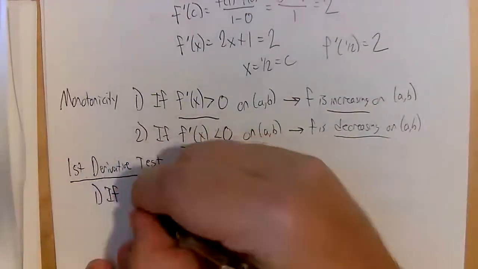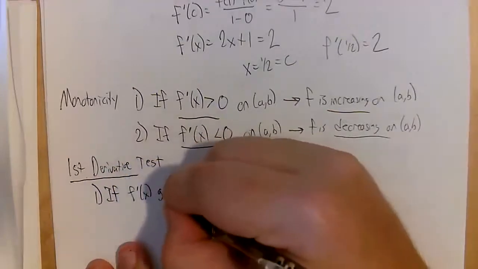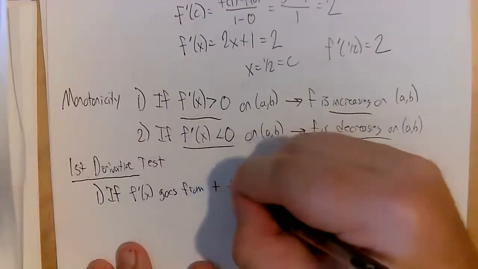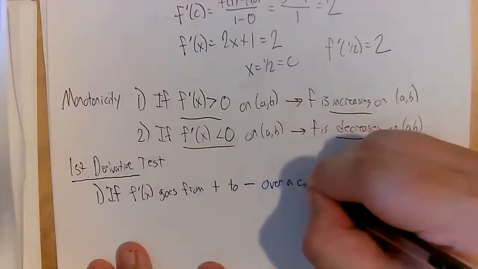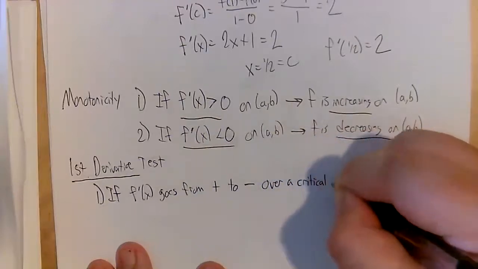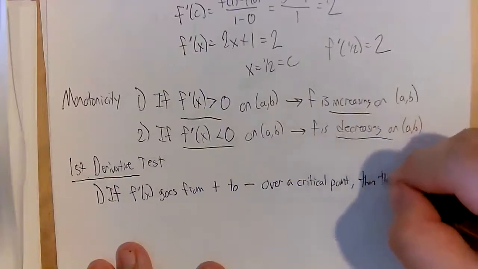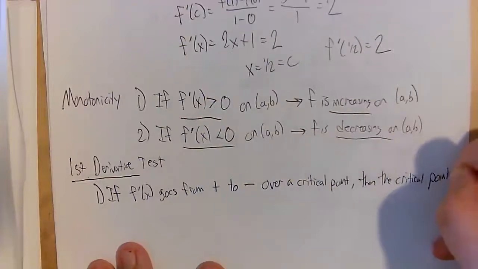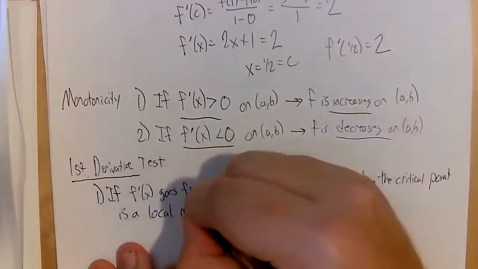If f prime of x goes from positive to negative over a critical point, then the critical point is a local maximum.